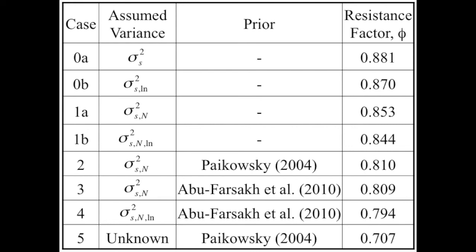Therefore, other researchers that only use the n-sigma approach to determine the resistance factors may be overpredicting the resistance factor, which may lead to a design that is less safe than desired. However, regardless of which case was used, the resistance factors that were obtained were all larger than the AASHTO recommended value of 0.55 when no load test is performed, or 0.70 when a load test is performed.